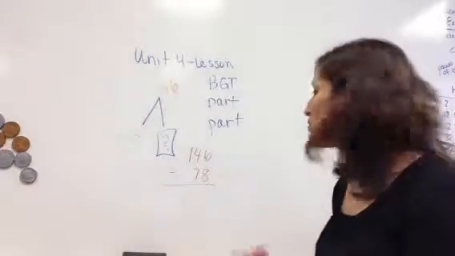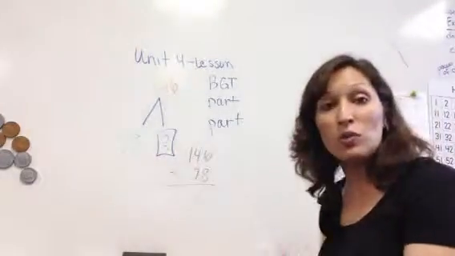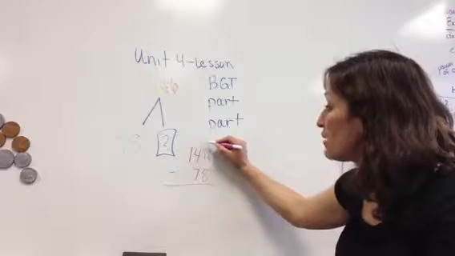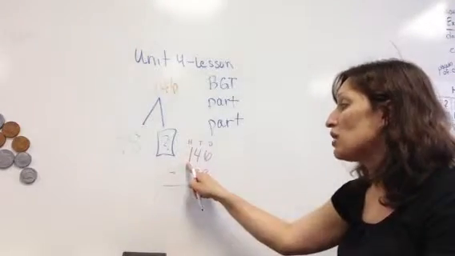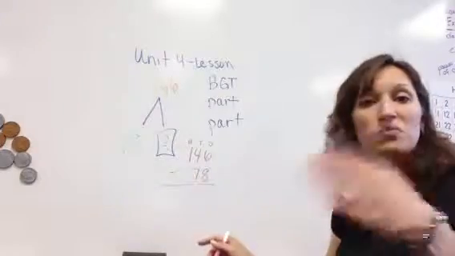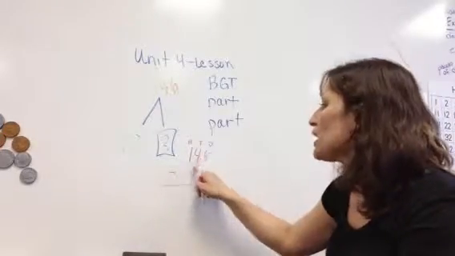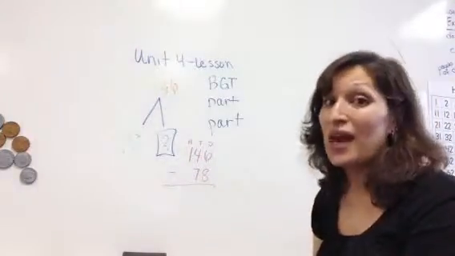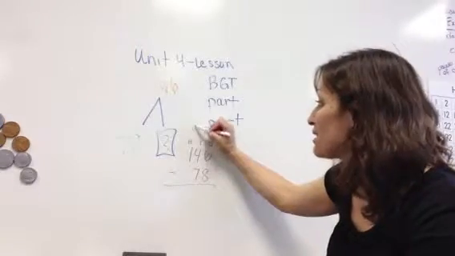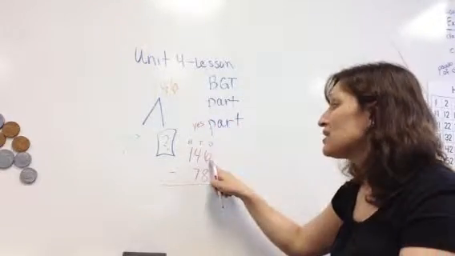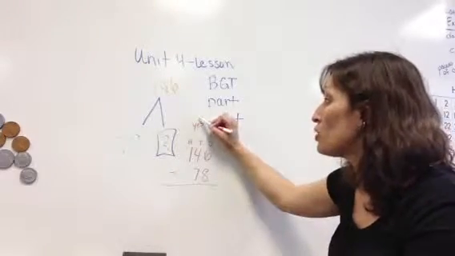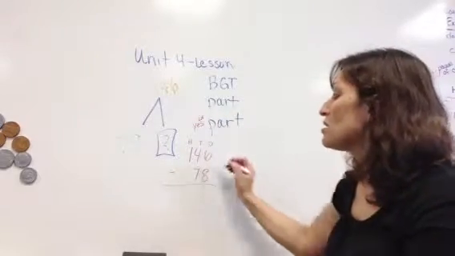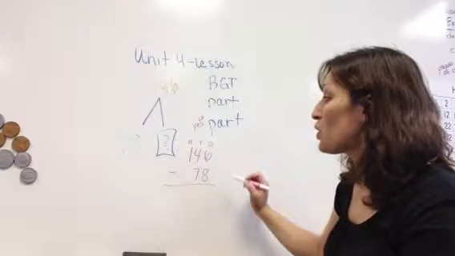Okay, in order to do this math, I need to think through each part of the problem. I need to think about the ones, the tens, and the hundreds and see if I can do the math. I can do 100 take away 0 hundreds, no problem. 4 tens take away 7 tens, can't do that. I'm going to have to regroup. Yes, regroup. 6 ones take away 8 ones, can't do that. Yes, regroup 2 times.